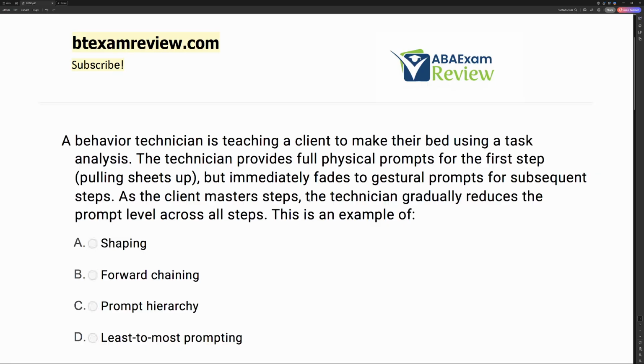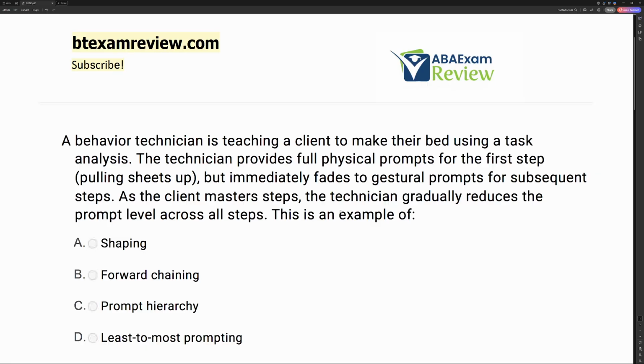A behavior technician is teaching a client to make their bed using a task analysis. The technician provides full physical prompts for the first step, pulling sheets up, but immediately fades to gestural prompts for subsequent steps. As the client masters steps, the technician gradually reduces the prompt level across all steps. This is an example of what?